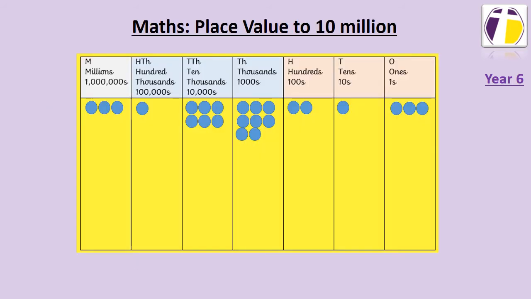In maths this week, our focus is on place value to 10 million, and you can see here a place value grid. The biggest column here is the millions column, and the smallest column here is the ones. You can see in each column there are counters. This makes the number 3,168,213.